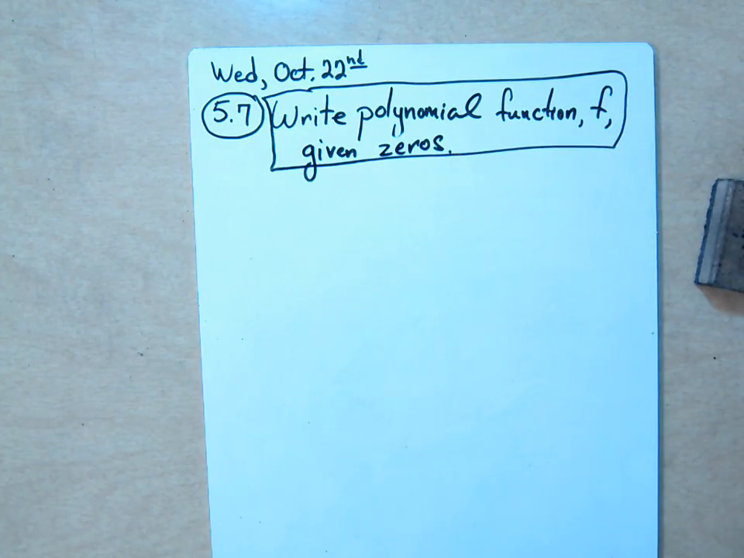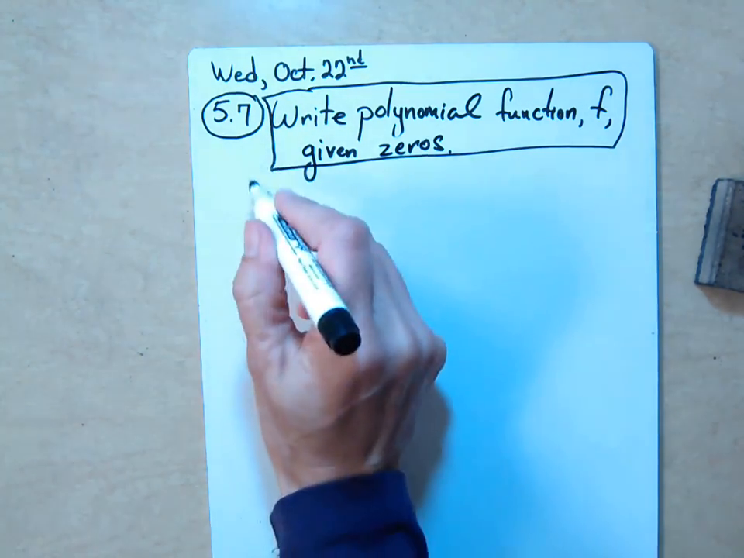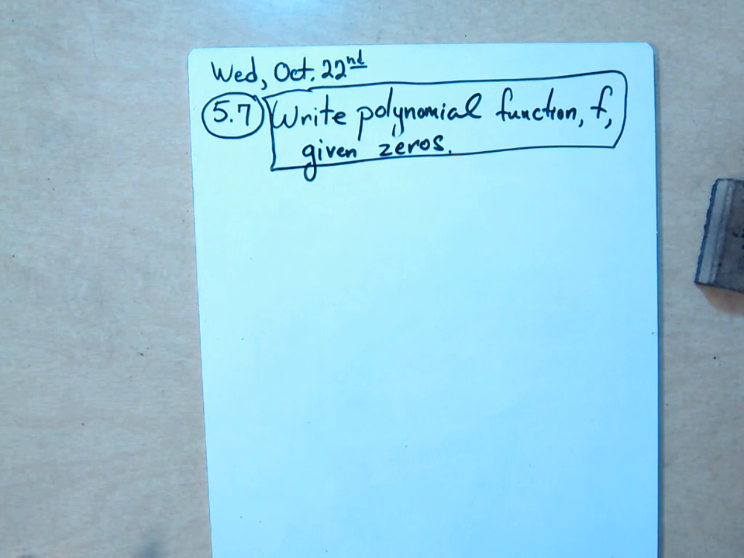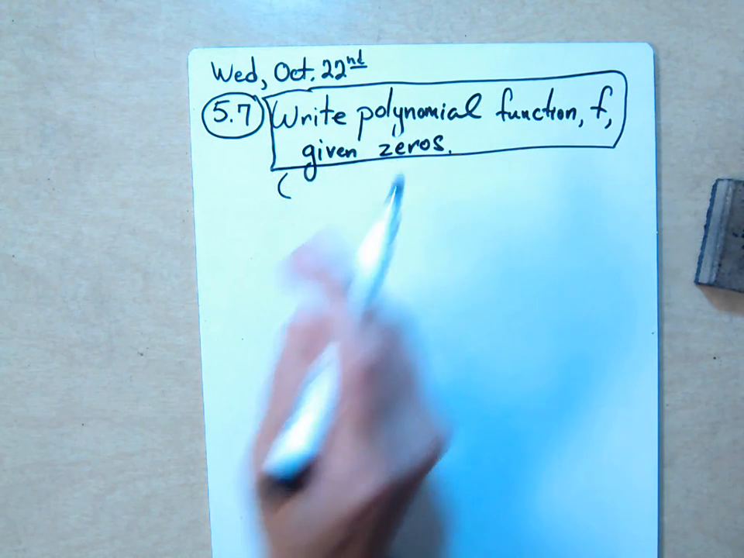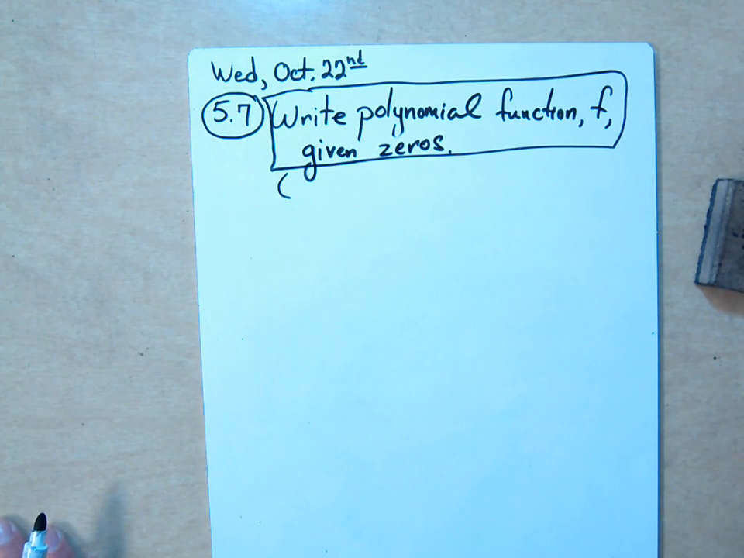Right, so we're on, this comes from section 5.7 of your book. We're going to write the polynomial function, call it whatever letter you want, f, g, t, we'll just say f, given the zeros. We're working in the reverse direction now. So, for example, and I have to say before I start, there's a lot of assumptions I'm making to simplify this. I'm assuming that the zeros are all real and rational, okay?